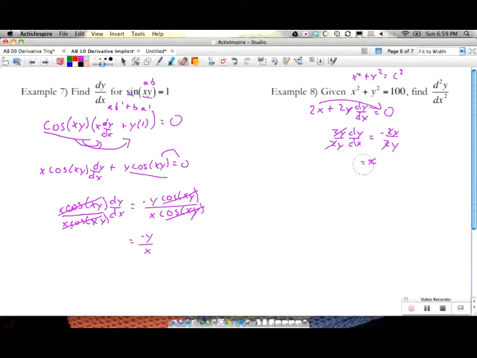Let's make that negative x. Keep it clean at least a little bit here. So this equals negative x over y. Now I need to remember this. You'll see why in a second.